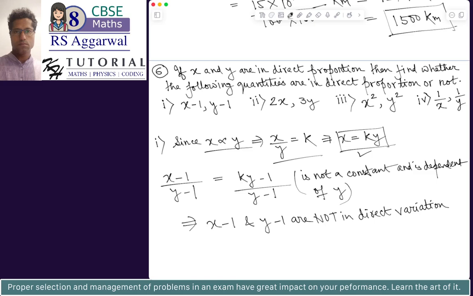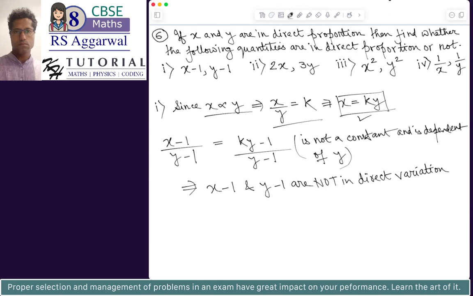Okay, let's see part number 2. As usual, since x and y are in direct variation, we will have x by y is some constant k. So this will imply x is equal to ky.